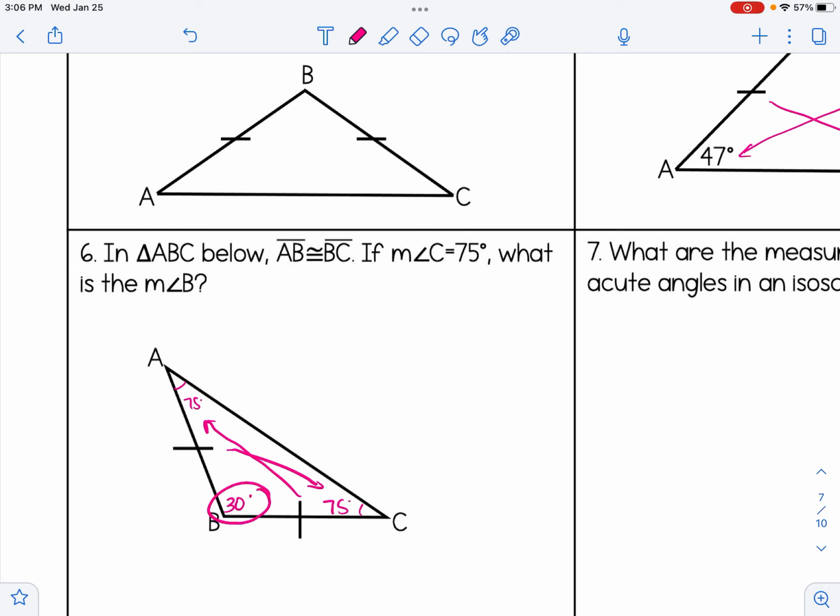This question is a good reminder that not every picture is drawn to scale. That angle at B definitely looks like it's obtuse, so remember we don't want to assume anything is drawn to scale.